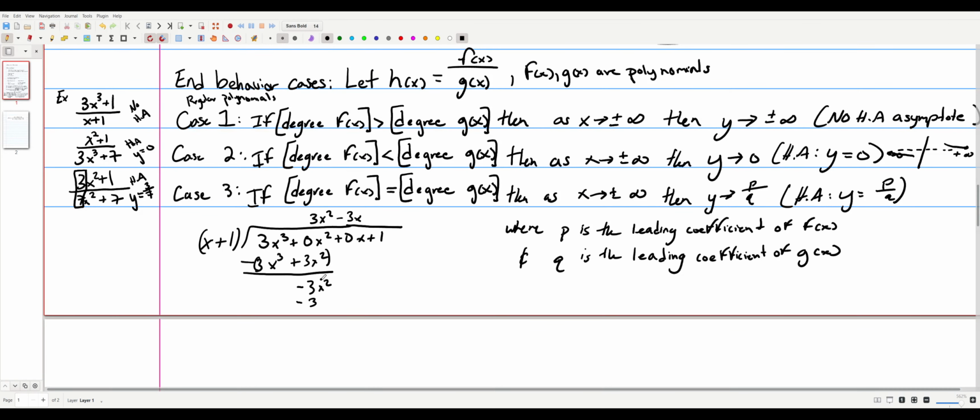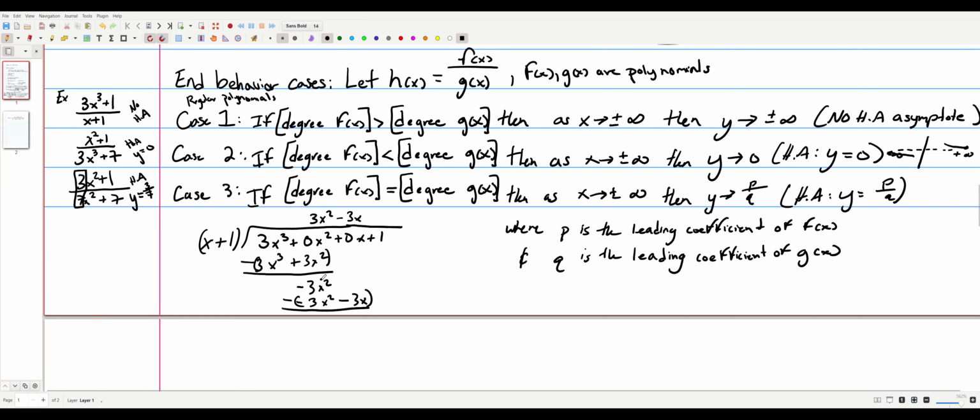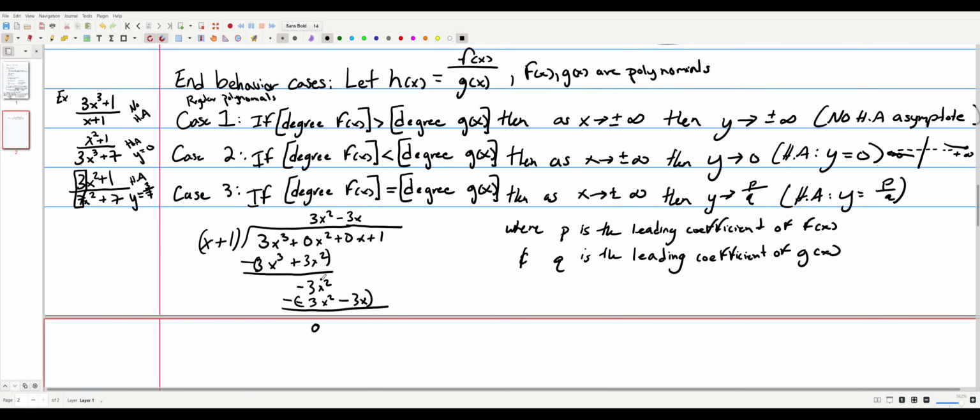And so we get negative 3x squared minus 3x. And so now we're going to subtract, just like we've done before. And we're going to get 0 here. And we're going to get 0 minus negative 3x, which is going to give us positive 3x. I'm going to bring down our 1. How many times does x go into 3x? Well, it goes into it 3 times. So we're going to get 3x plus 3. Then we're going to subtract, and we get negative 2, because 1 minus 3 is negative 2.